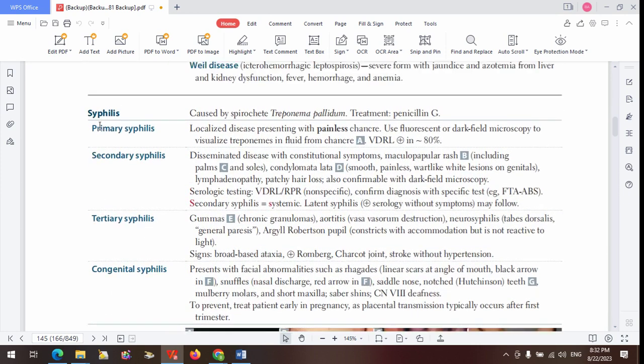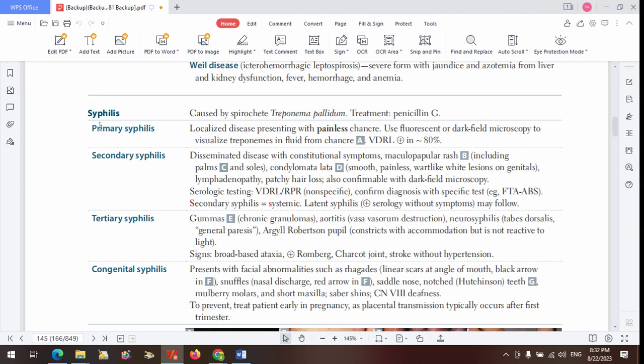Syphilis. Syphilis is caused by Treponema pallidum, and the mainstay of treatment is penicillin G. We talked about the spectrum: primary, secondary, tertiary, and congenital. In primary syphilis, what we are looking out for is just the painless ulcer at the genital area. That point of sexual contact is where the ulcer develops: the penis, the cervix in the female. This painless ulcer is firm, indurated, and clean. It has a clean base and doesn't have exudate. It's very clean.